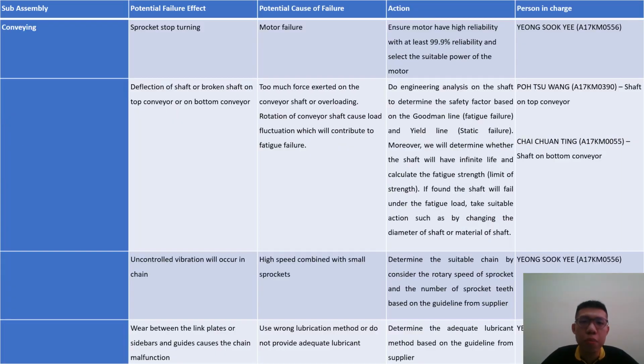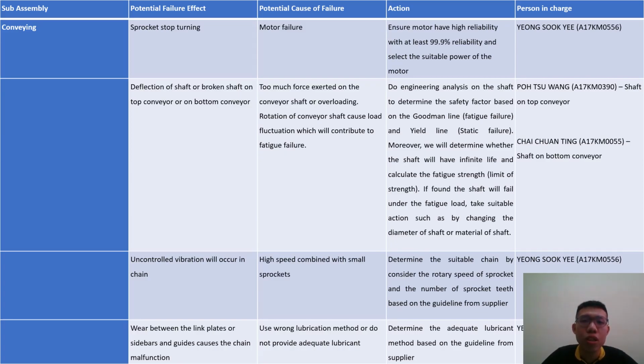The next sub-assembly is the conveying part. Failure of the motor will cause the sprocket to stop turning. Hence, we need to ensure that the motor has high reliability, with at least 99.9% reliability. Moreover, the potential cause of failure and potential failure effect for the shafts on the top and bottom of the conveyor are the same as for the rear wheel shaft. Thus, we will do engineering analysis on these critical parts and the result will be discussed later on.